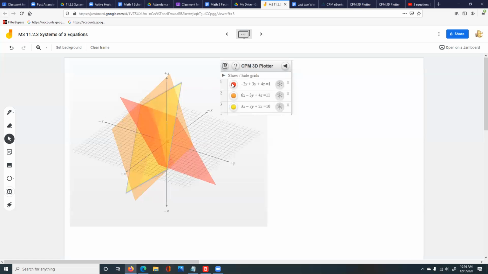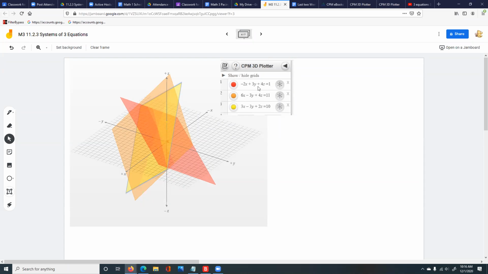Look, you see 3 different planes, right? So this first one is the red plane. The second one is the orange plane. And then this last one is the yellow plane. And they all intersect somewhere. But can you see where they intersect? No, it's kind of hard. It's like they intersect somewhere around here, but I can't see the coordinate, right?